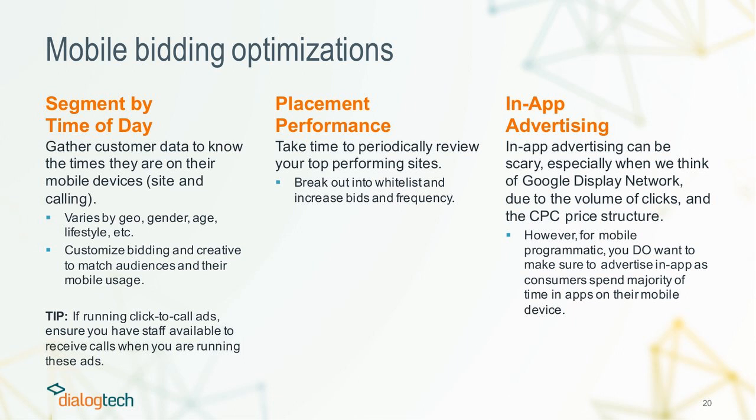In-app on GDN can be a little bit scary if you're running on a CPC price structure because the clicks will happen a lot more and you seem to run out of budget quicker. But from a programmatic standpoint, and if you're running on a CPM model, you do want to advertise in-app because apps have a lot of customer targeted data, and consumers are spending the majority of their time in apps on their mobile device. I think YouTube is in the top 10. Facebook, if you're obviously running on Facebook, is number 1 most used app. So make sure that you are accessing apps in your programmatic display buys.